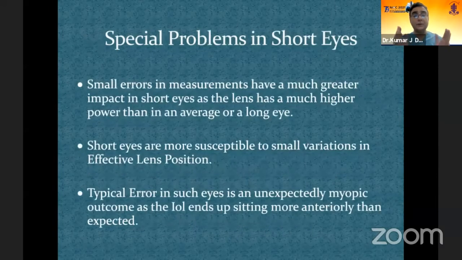So special problems in short eyes: yes, small errors in measurements have much greater impact in short eyes, because the smaller the eye, the more the impact and the more the calculation difference in the expected lens position. So short eyes are more susceptible to small variations in effective lens position. Therefore, a typical error can happen in short eyes.